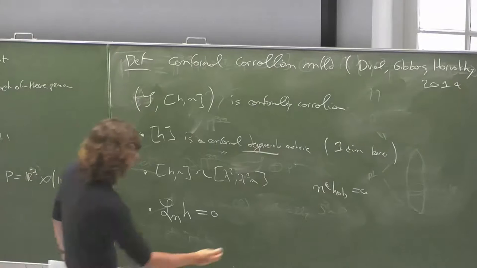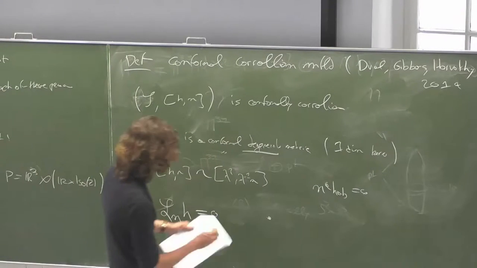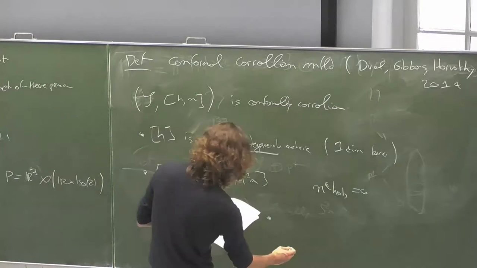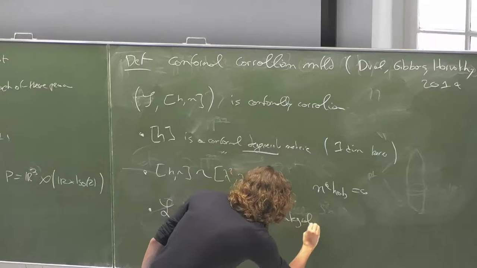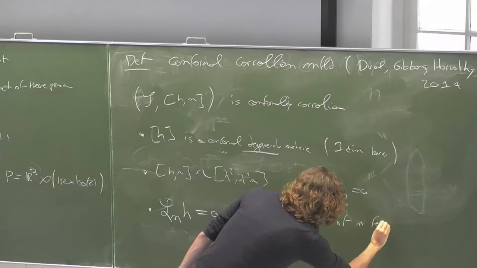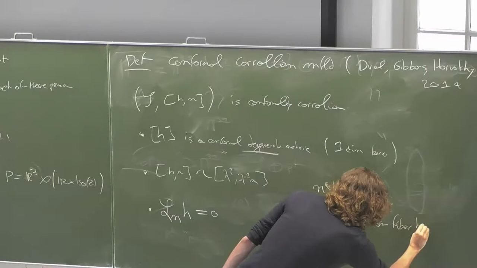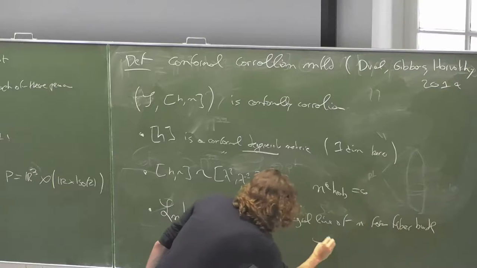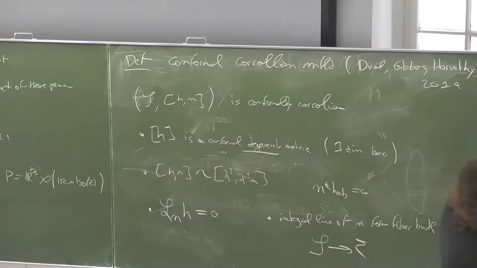And what's more, you want the lines that this N generates to form a fiber bundle. So the integral lines of N form a fiber bundle. So there is Scri, fibered over some manifold Sigma. Very good, so it's fixing the overall topology here.